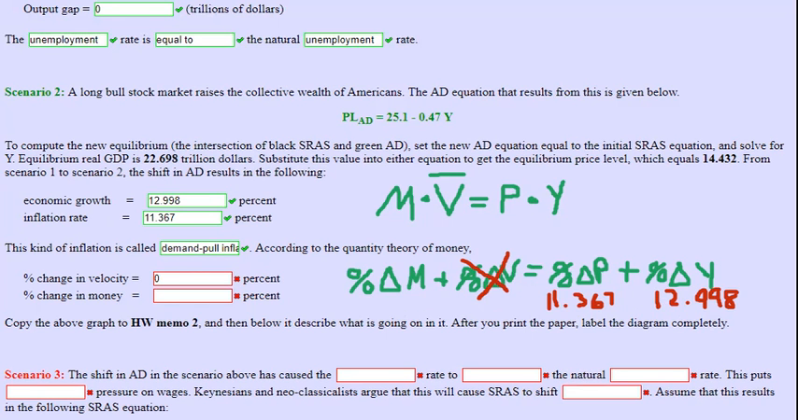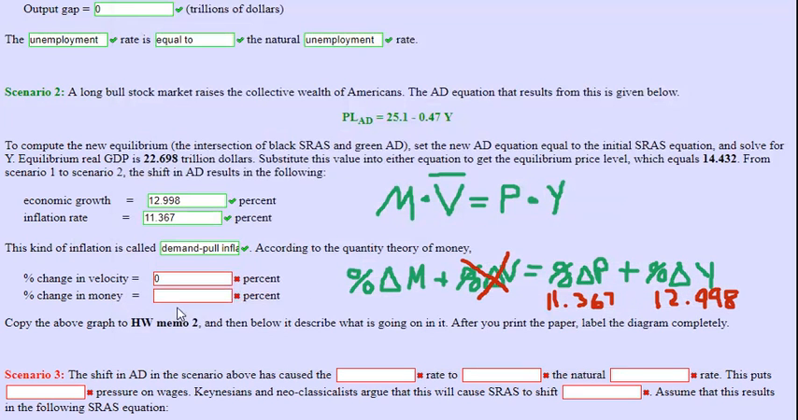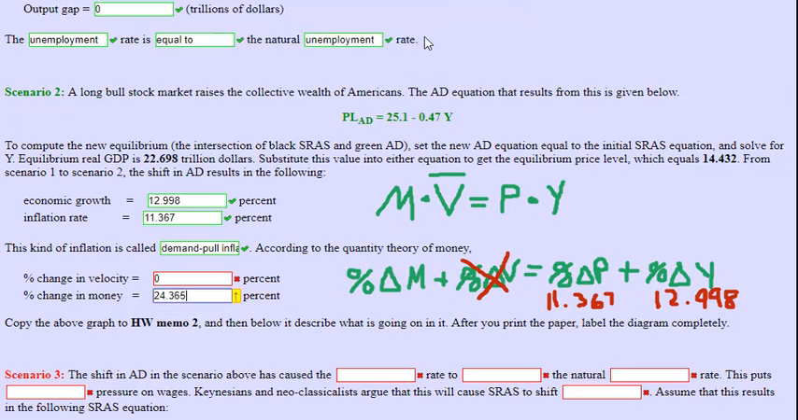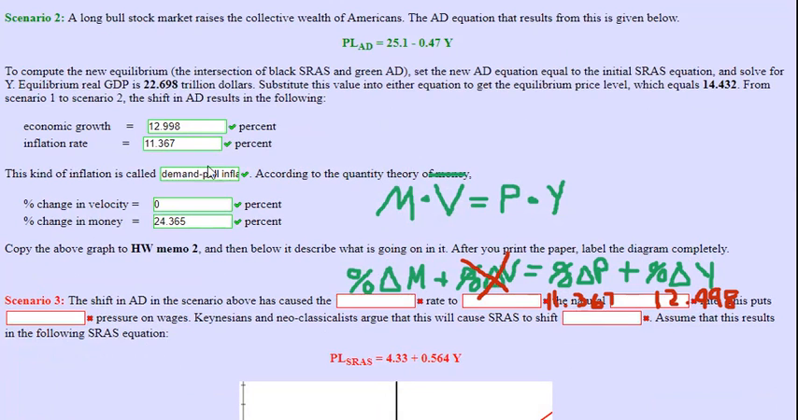So we'll go back to Excel to calculate this. So this is the percent change in money. It's just the sum of the two, right? Because velocity is assumed to be constant, so this percent change is zero. So the percent change in money must have been 24.365. I'm going to hit enter to check my work. And we got it right. So let me go ahead and erase the writing.